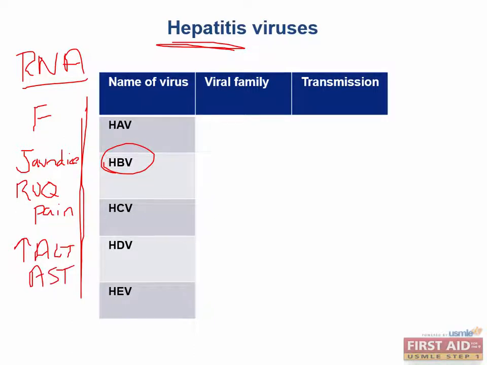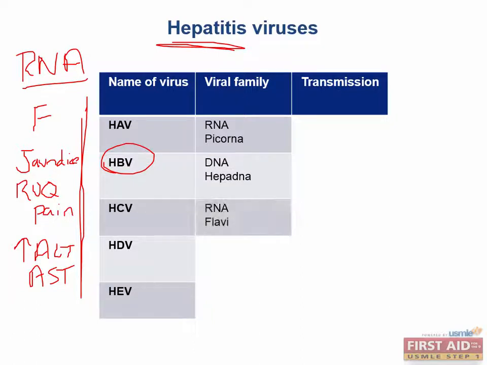Do you remember what virus family they are all in? How about hepatitis A? Is it picornavirus? Very good. How about hepatitis B? Is hepadnavirus? Very good. And C? Is it flavivirus? Very good. How about hepatitis D? Is it delta virus? Very good. And finally, what about hepatitis E? It is a hepevirus. Very good.